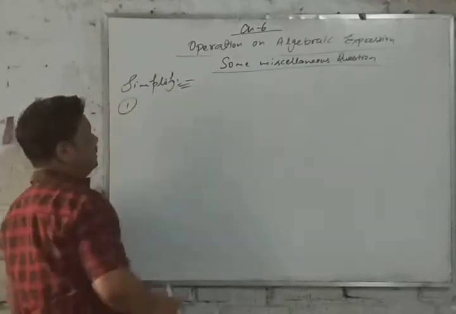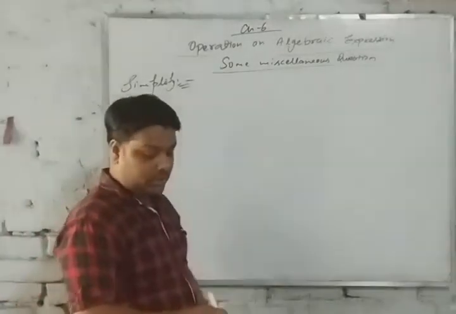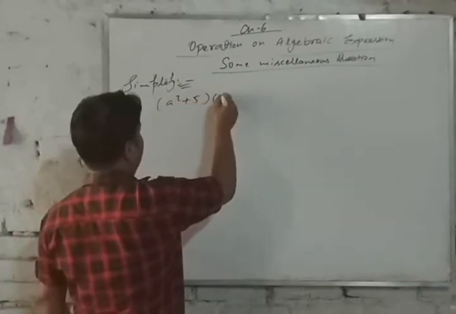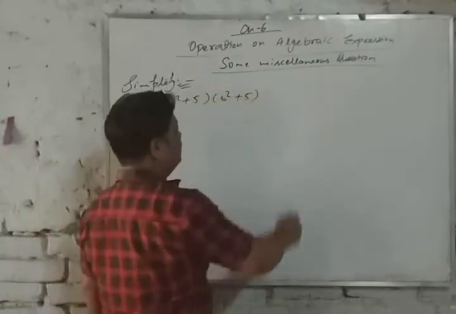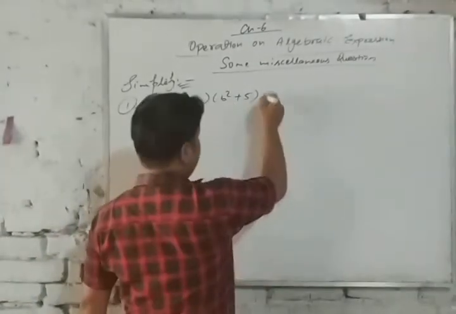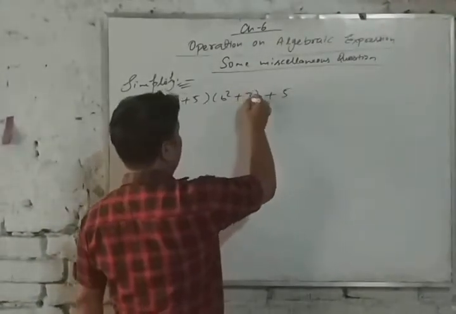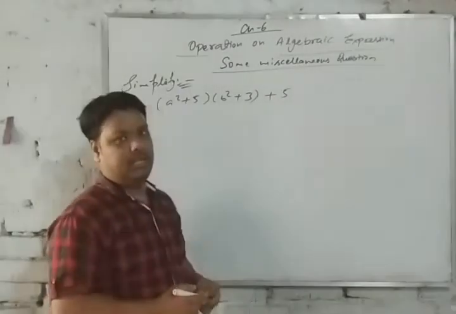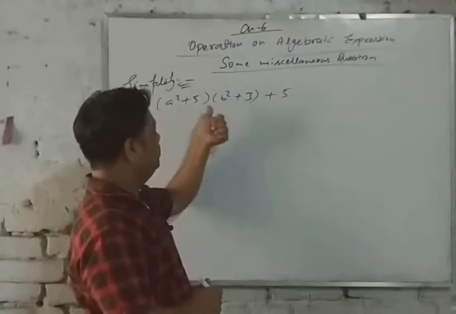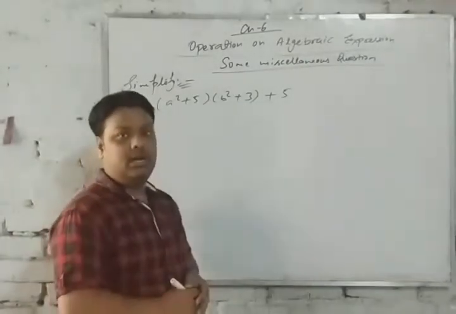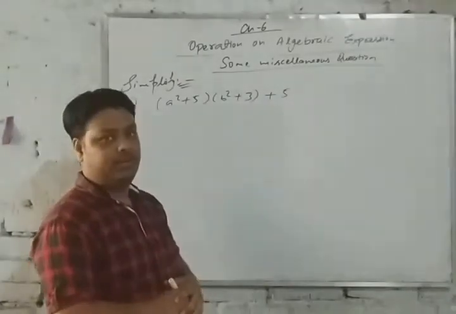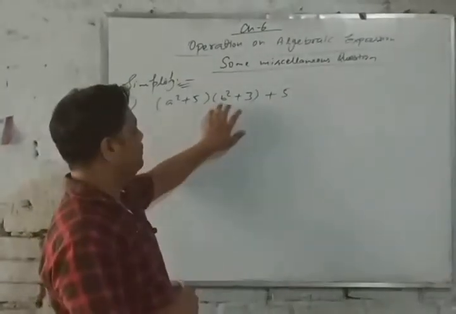The first question is (a square plus 5)(b square plus 3) plus 5. Now here you can see that plus 5 is outside, and the product of two binomials is given, and after that plus 5 is written. So at first we will solve these two.